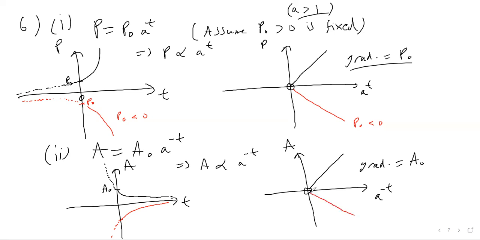And again, if you had a negative A0 value, this is for a negative A0 value as well, but the gradient is still going to be A0 in those cases.